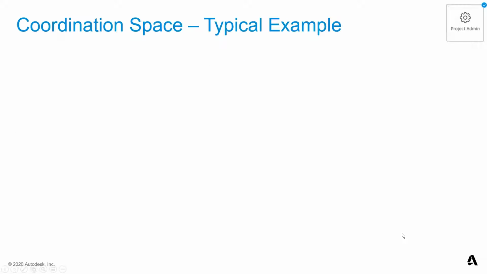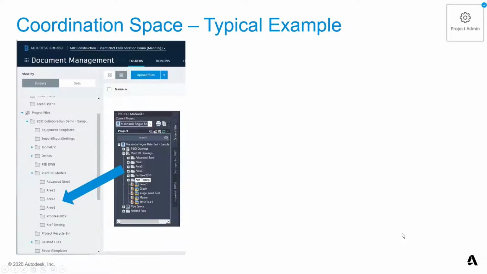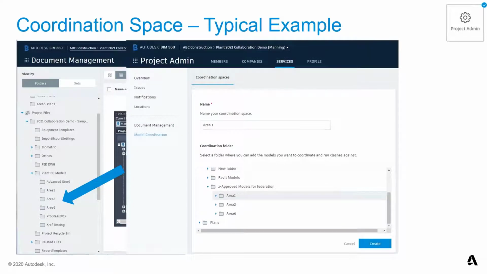Now for coordination space, this is a typical example here. You may have a certain area or folder within Docs that you designate for your project files, and that's where it's going to pick those up from. Like mentioned before, you'll set that up as your coordination area and folder. In this case, we're taking the Plant 3D models that get approved. They go into the approved folders location, and that's where it's going to use the clash detection from.